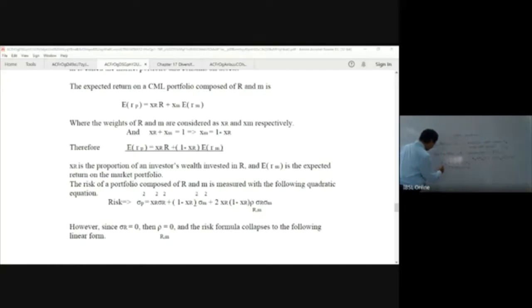This is R. Then this is the return of the capital market line portfolio.